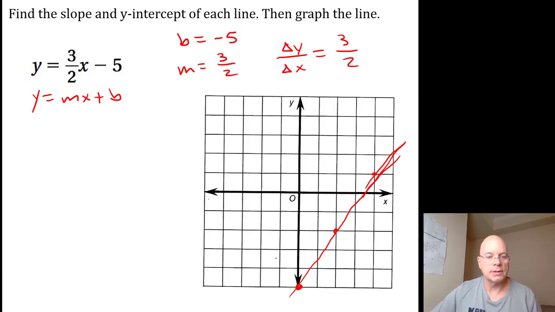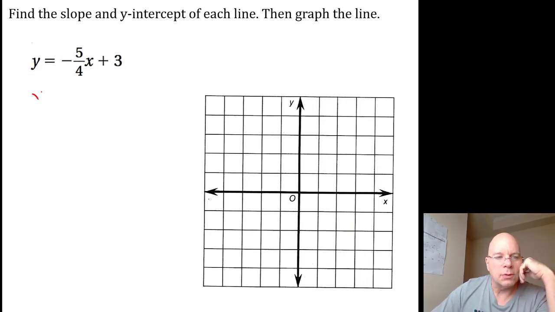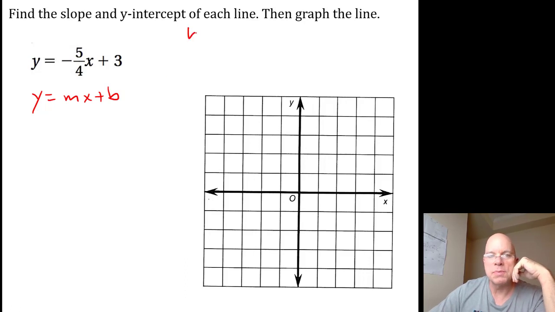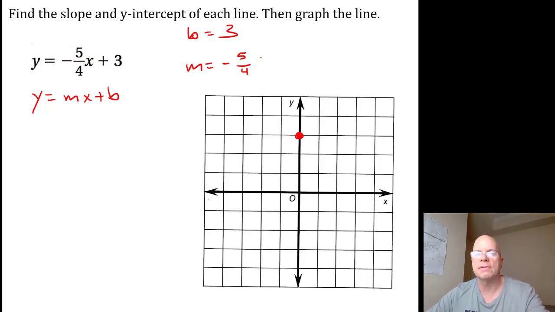I lost my place. Y equals mx plus b. So b is positive 3 for this line. M is negative 5/4. Let's begin with b. The line crosses the y-axis at positive 3. The y-intercept is positive 3.